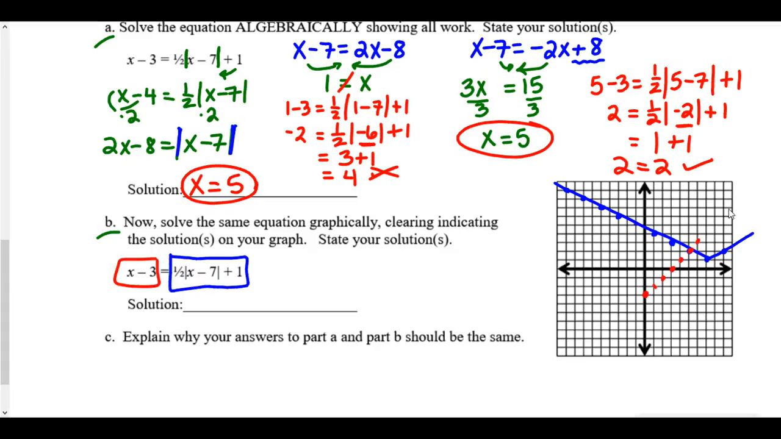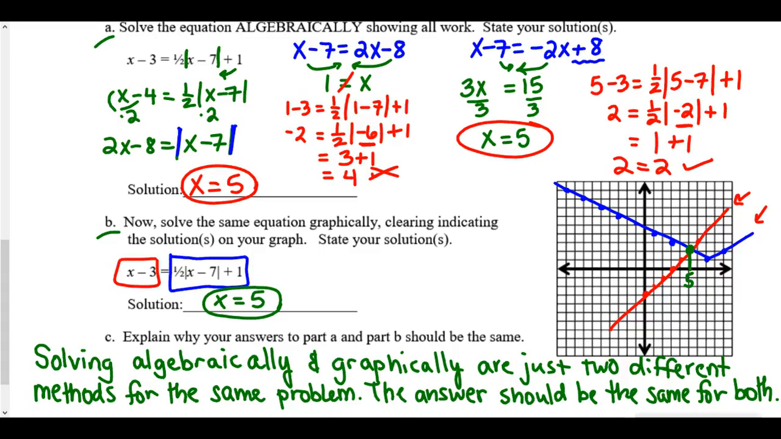So it looks good that my lines are only crossing one time. Based on the slope of the red one and the blue one over here, I know that they're not going to cross again. I only have the one solution. The x value of the solution right there was at 5, and that's what I got as my answer, so I know I'm good. X equals 5. Again, I only want the x value of the solution, not the y value, because my original problem had x's in it. So part C says, explain why your answers to part A and part B should be the same.